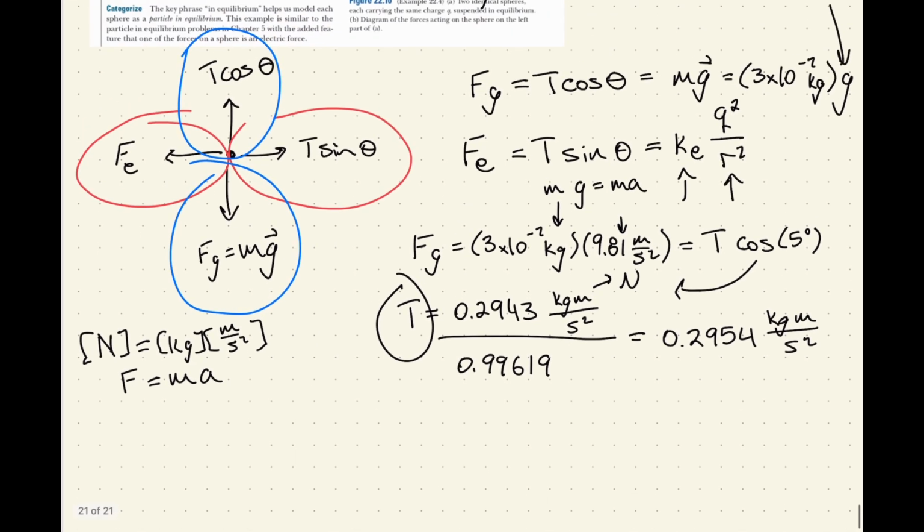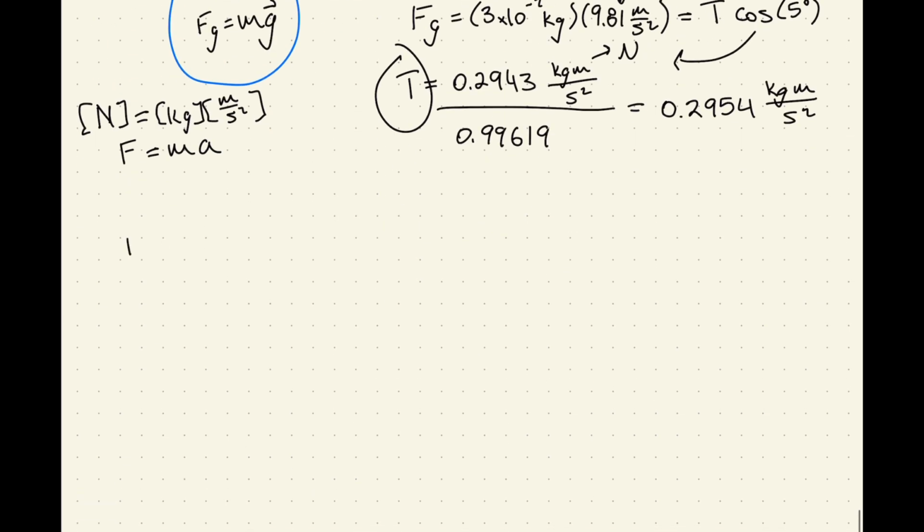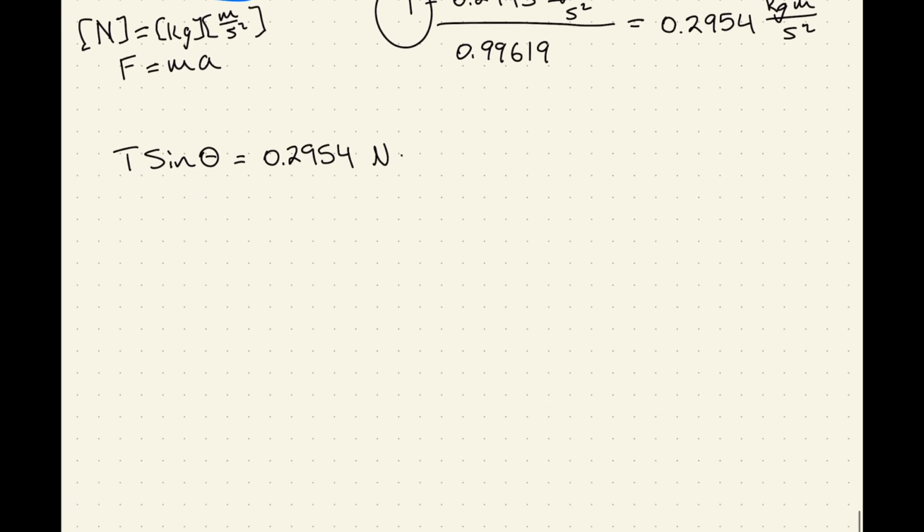Alrighty, so now we can plug this into this equation. So what we have is T sine theta. Let's already just plug this in. 0.2954 newtons times sine of theta, which is sine of 5 degrees, right? Am I tripping? Sine of 5 degrees is 0.0872. Put a 2 there.